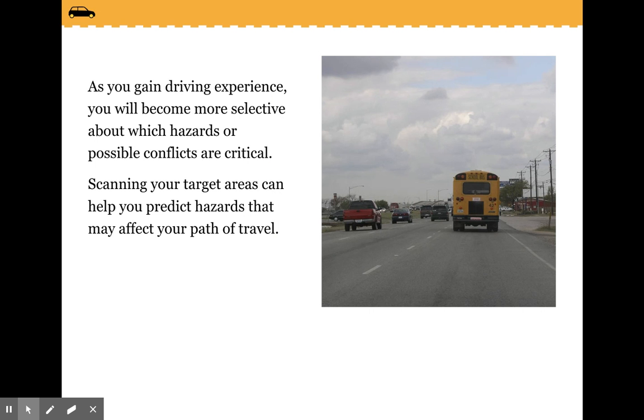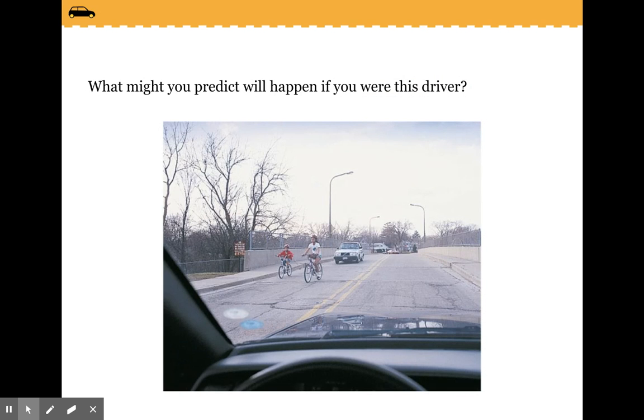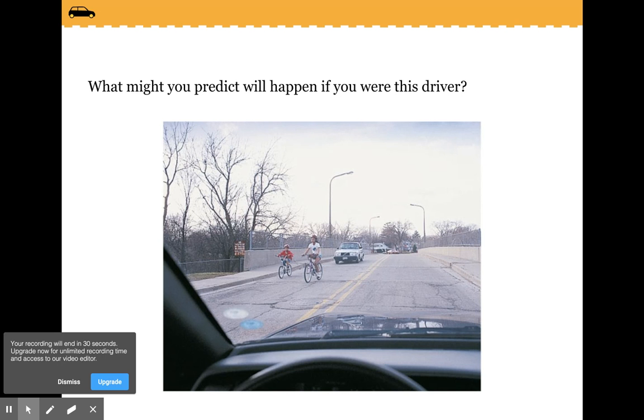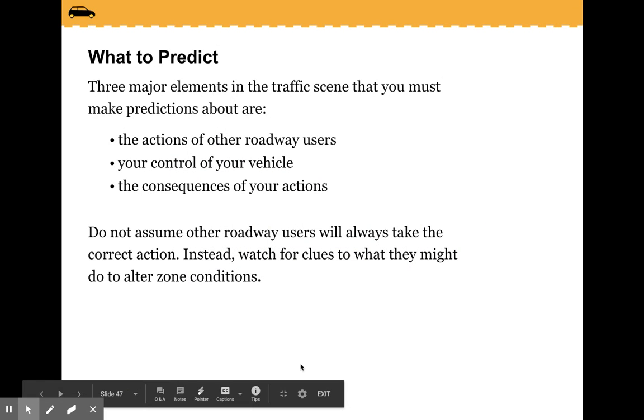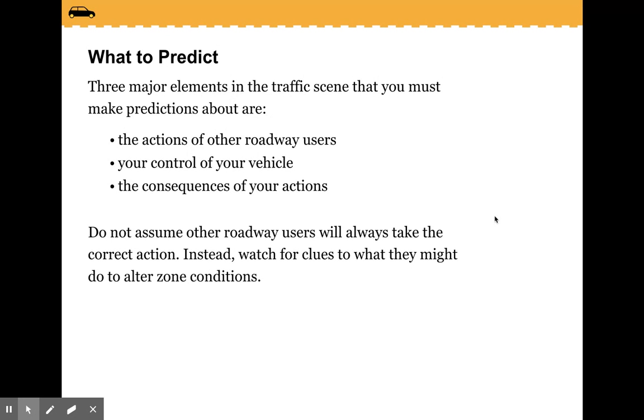As you gain driving experience, you will become more selective about which hazards or possible conflicts are critical. Scanning your target areas can help you predict the hazard that may affect your path of travel. What might you predict will happen if you were this driver? What to predict? Three major elements in the traffic scene that you must make predictions about are the actions of other users, your control of the vehicle, and the consequences of your actions. Do not assume other drivers will make the right move.